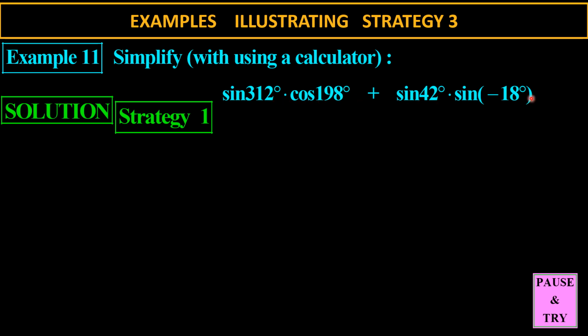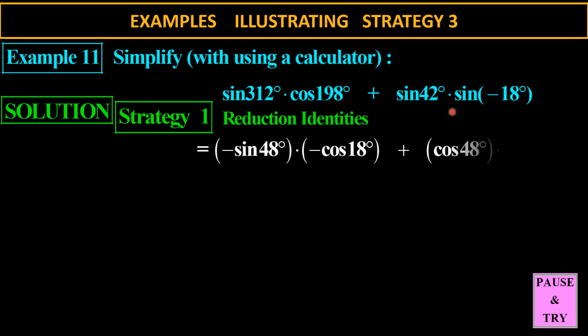There's no like terms. There's no cancelling that can take place, but we notice here that we can use the reduction. We can reduce this 312 degrees to an angle in the first quadrant. We can reduce this 198 degrees to an angle in the first quadrant. Okay? So let's see there.